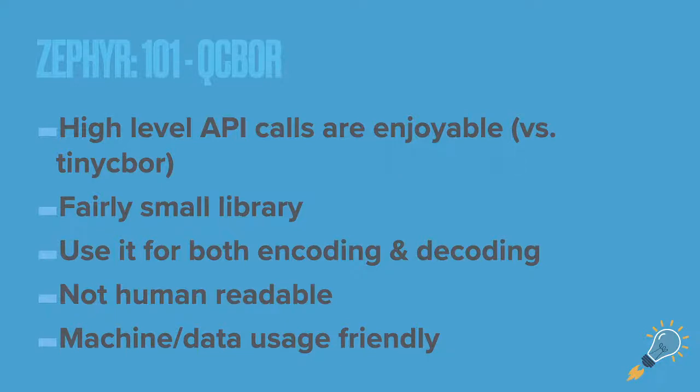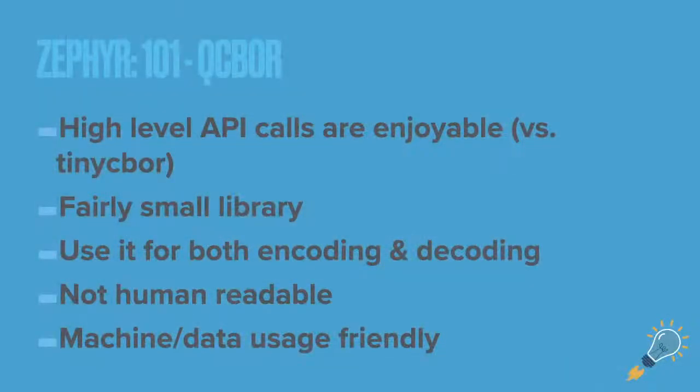It's fairly small. You can use it for both encoding and decoding, and I've done both. It is not human readable, so the product of the encoding is just bytes. If you want to look at it, you're going to have to use a tool to decode it into something human readable. And of course, it is data usage friendly. There are ways to make your QCBOR terrible and take up a lot of space where it doesn't need to, but it is a lot better than standalone JSON if you put the same values in there, and you'll see that in a second.